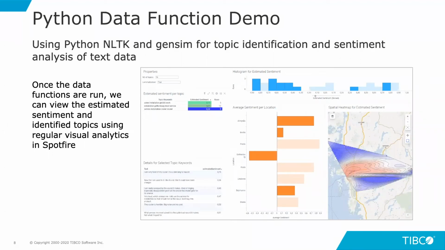Then, by using the regular visual analytics, we were able to analyze the relationships between sentiment and topics or other parts of the data. And we saw that for those texts that concerned installation, many of them originated from the Göteborg region, where the sentiment was much worse than for other locations.